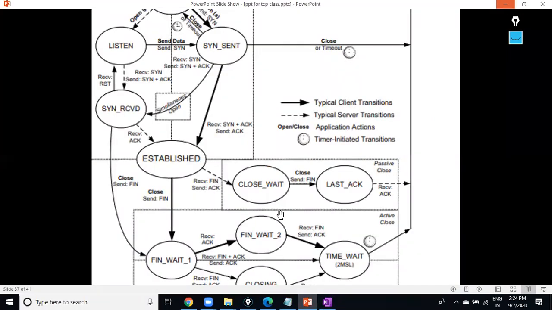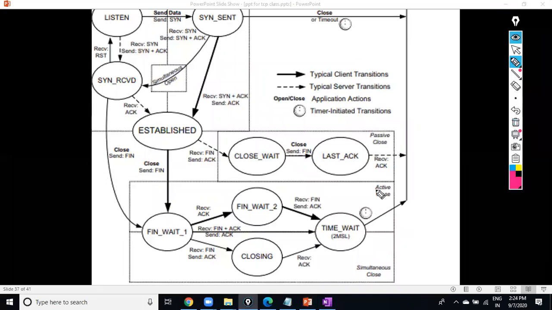Next, if I'm talking about active close here, what is actually active close? So consider this is my client here, and the connection was established, and now I'm sending FIN. So when I'm sending the FIN, obviously which state am I in? Let's consider this is the client, and the client is sending this FIN. I'm in FIN wait one state.